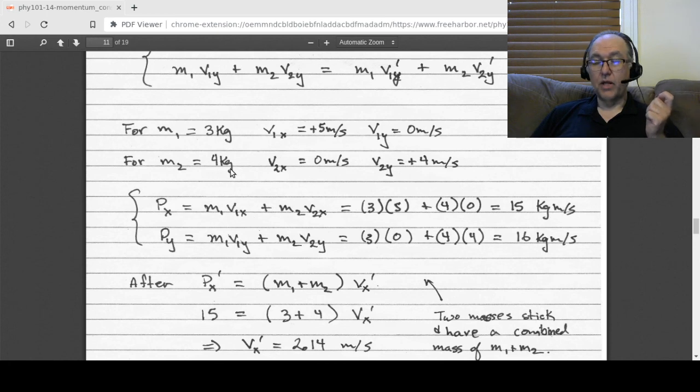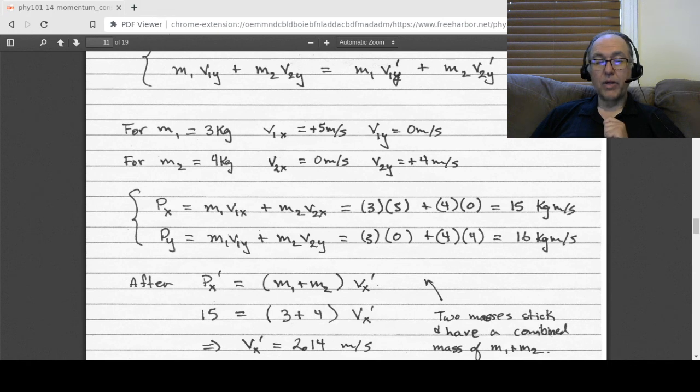For m2, the 4 kilogram mass, there is no x component for that one because it's traveling straight along the y. Okay, so there's no x component there. But the y component is 4 meters per second, and it's in the positive y direction. All right, so I hope that's clear.